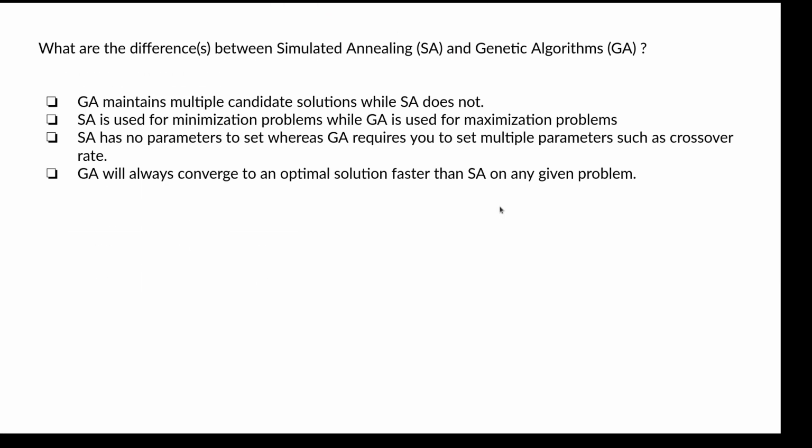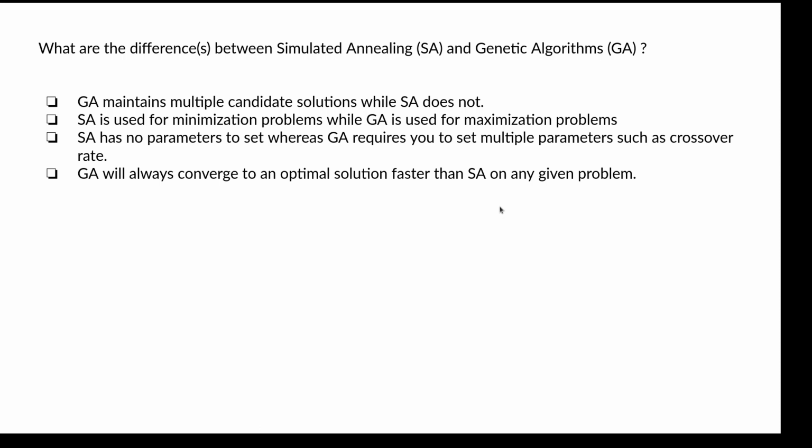What are the differences between simulated annealing and genetic algorithms? There are 4 statements. GA, genetic algorithm, maintains candidate solutions while SA doesn't. In a genetic algorithm, yes, we have multiple candidates, unlike simulated annealing. Next: SA is used for minimization problems while GA is used for maximization problems.